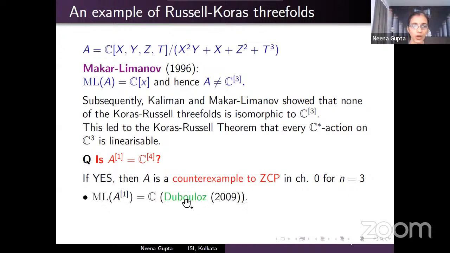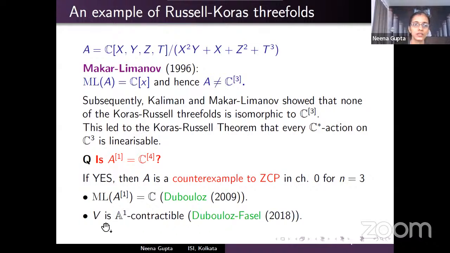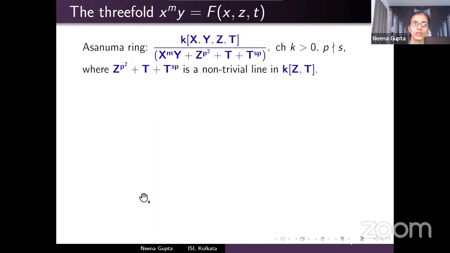There are some properties which support this. The Makar-Limanov invariant was computed for A1, and it was proved by Dubouloz that the Makar-Limanov invariant of A1 is C. In fact, Dubouloz and Fasel have recently proved that the variety V defined by A is A1-contractible. So maybe it may be a counterexample to the cancellation problem. I really don't know. Now we come to this Asanuma ring of this type, where z to the power p squared plus t plus t to the power sp.